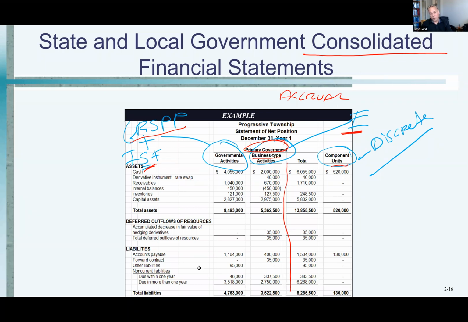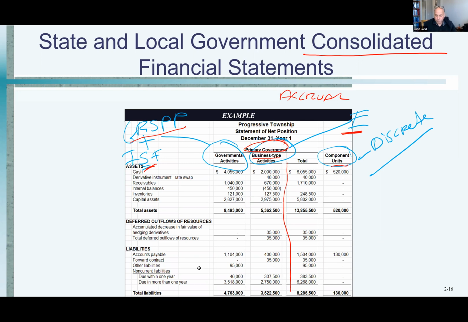And remember, we were looking for component units, and it was uninspiring as to the nature of component units, but you would show them in a column or format using discrete presentation, and you would only use blended if you saw the specific criteria for blended, meaning that the boards were substantially the same, or that the component unit existed simply to serve the primary government. And so that's a rare case. So most component units would be displayed the way you see here using this discrete presentation.